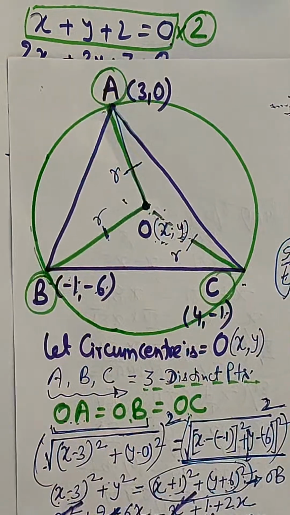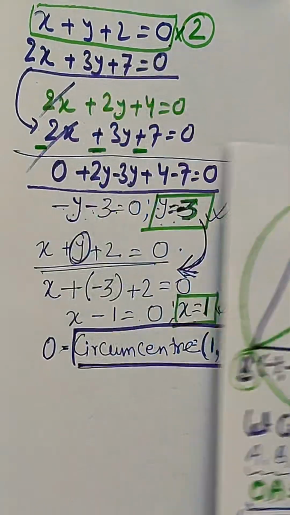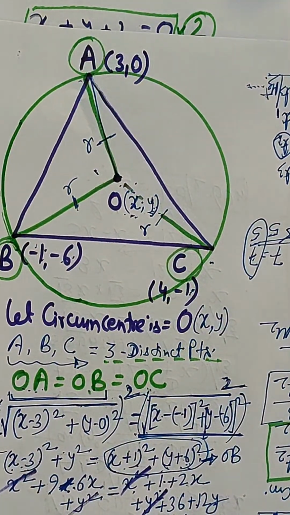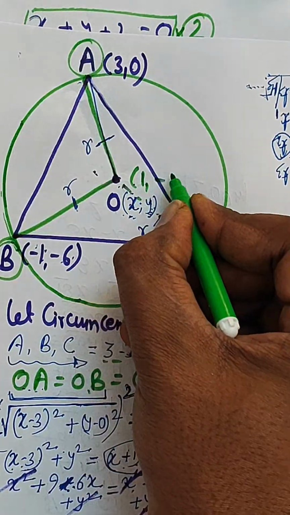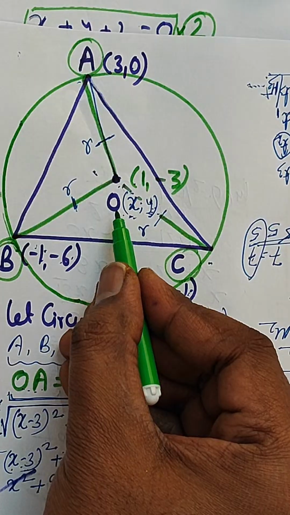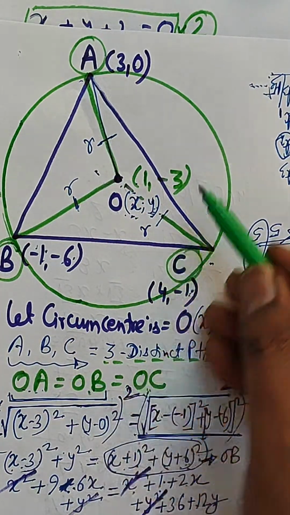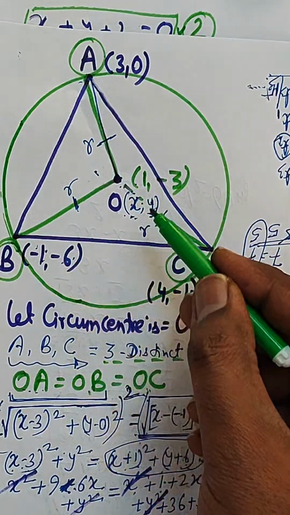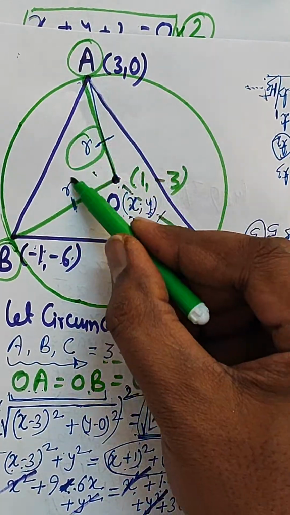My dear friend, we already calculated the value of x and y, that was 1 and minus 3. So just put it over here. If you know the coordinates of the circumcenter, then definitely the circumradius can be calculated. Just calculate the length of OA, or the length of OB or the length of OC. All will be the same, because all these are the radii.